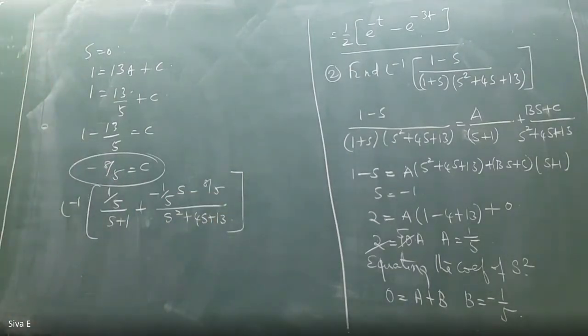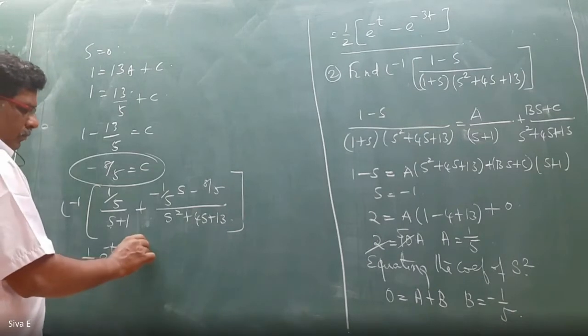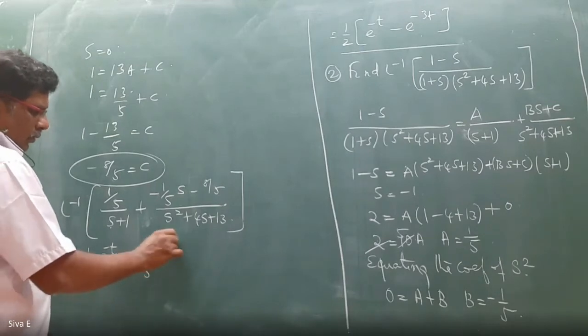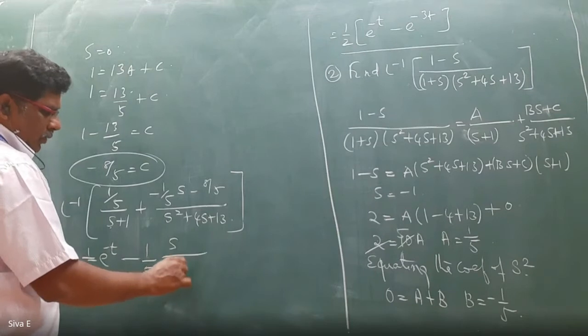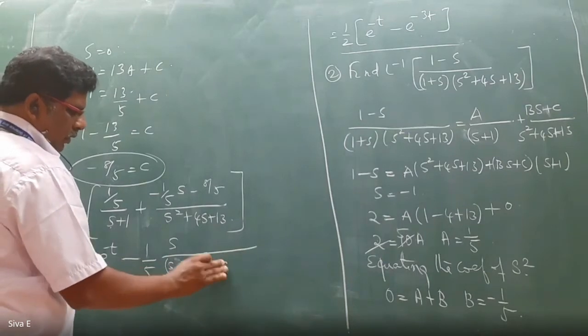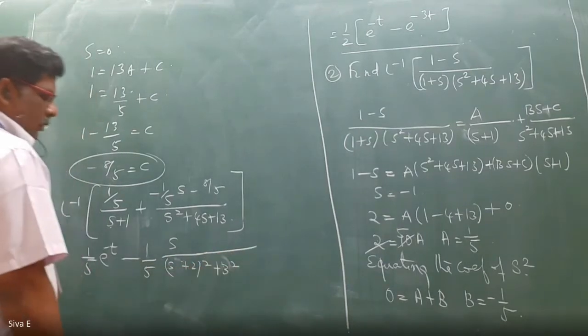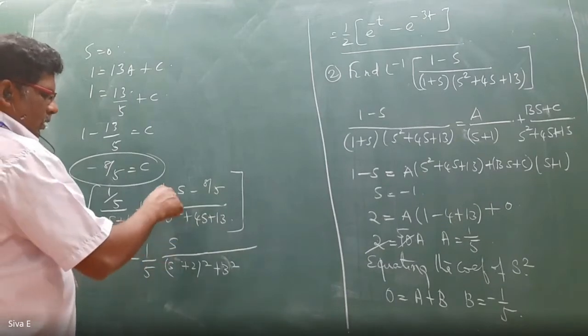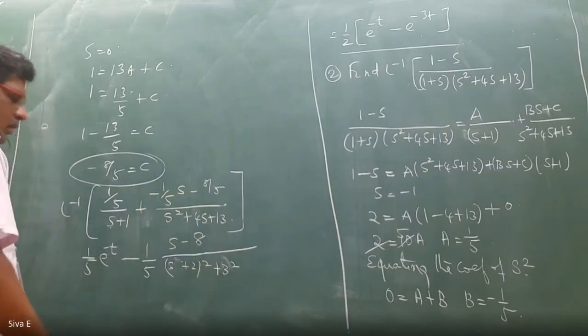Okay. So here, L inverse of 1 by 5 times 1 by s plus 1, we can do that: 1 by 5 e power minus t. But the second one is minus 1 by 5 times s by (s plus 2) whole square plus 9, that means 3 square. So if you take 1 by 5 outside, s plus 8 you are getting.